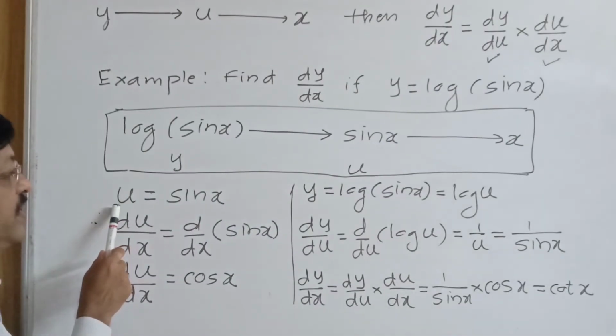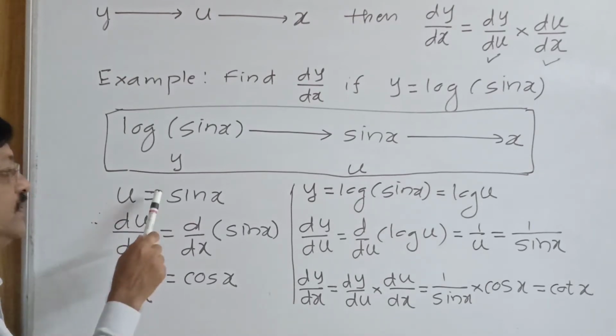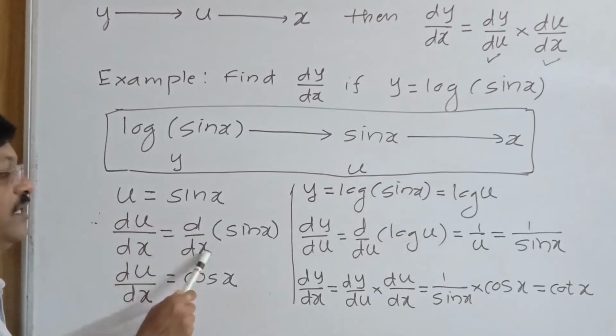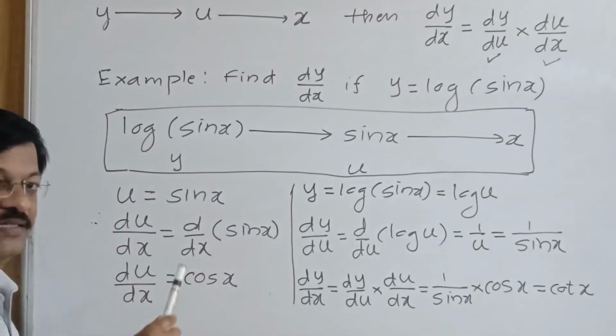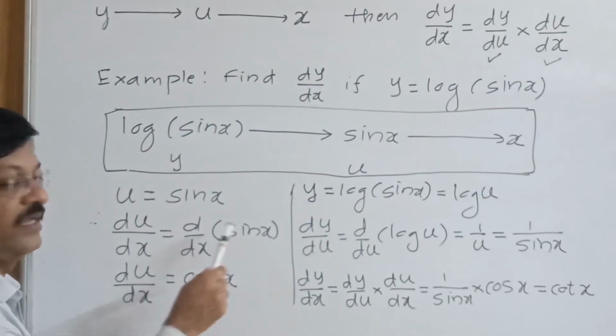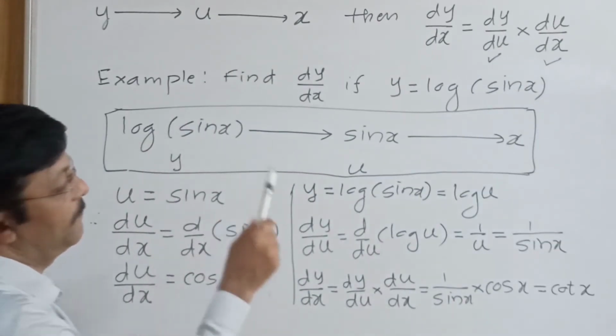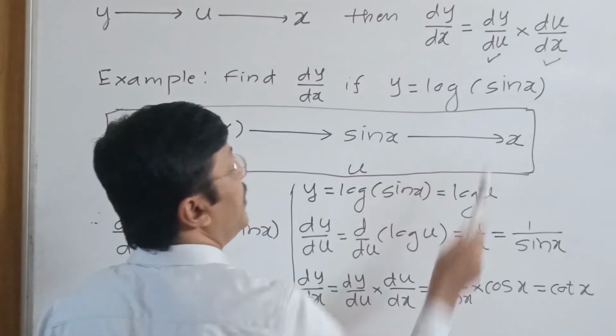Therefore we differentiate u with respect to x to get du by dx, which is d by dx of u, which is d by dx of sin x. Now d by dx of sin x is very easily known. It is cos x. It's a ready example. Then once we find du by dx, this part is completed.